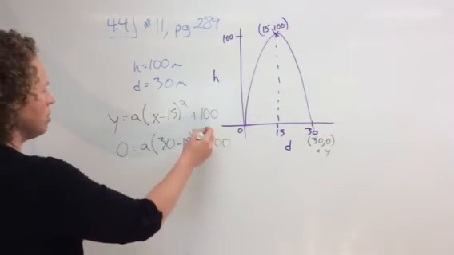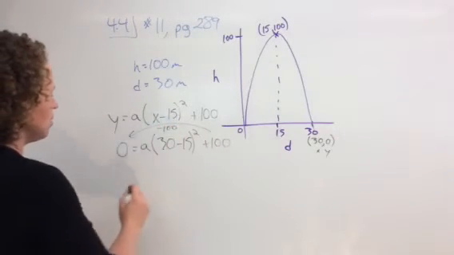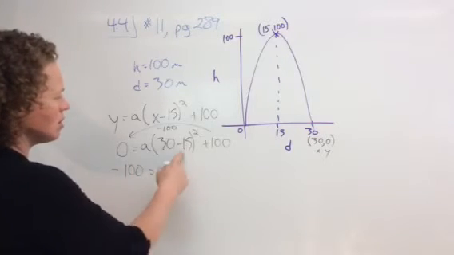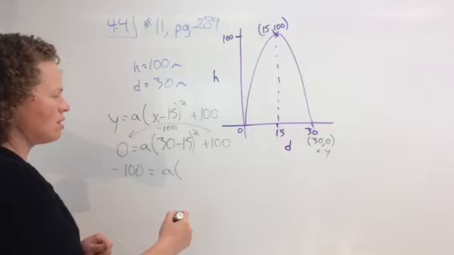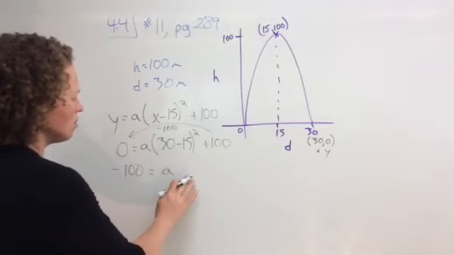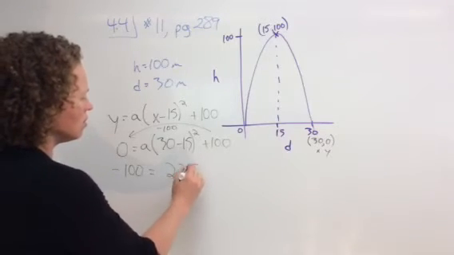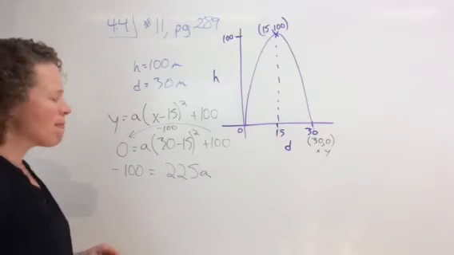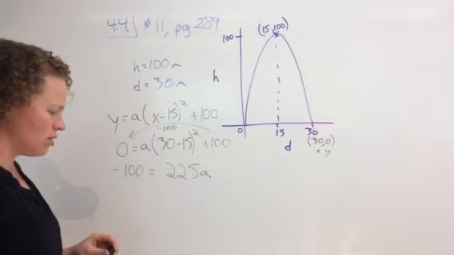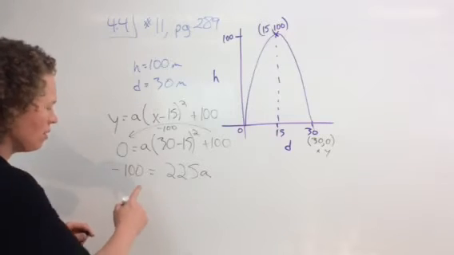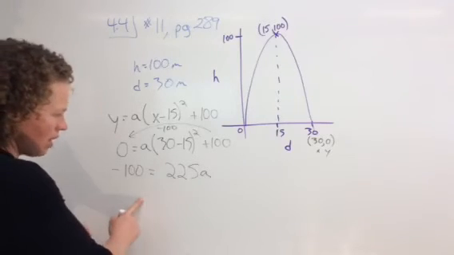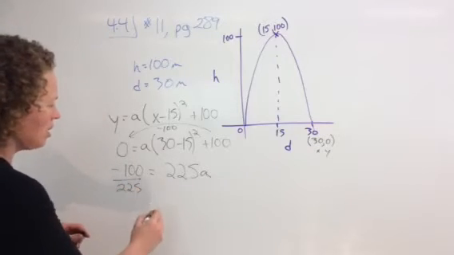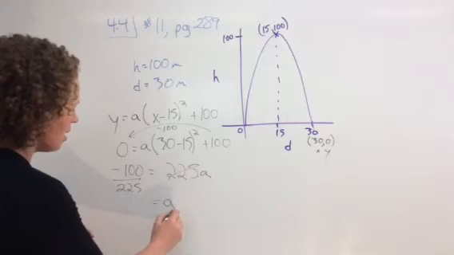So the plus 100 comes across, I'm going to subtract 100. So I get negative 100 equals a times 30 minus 15 is 15, squared is 225. So I could just write 225a like that. That makes it easy. And therefore I could just divide, because this is being multiplied. So I move the 225 over to here. All I'm left with on this side is a.